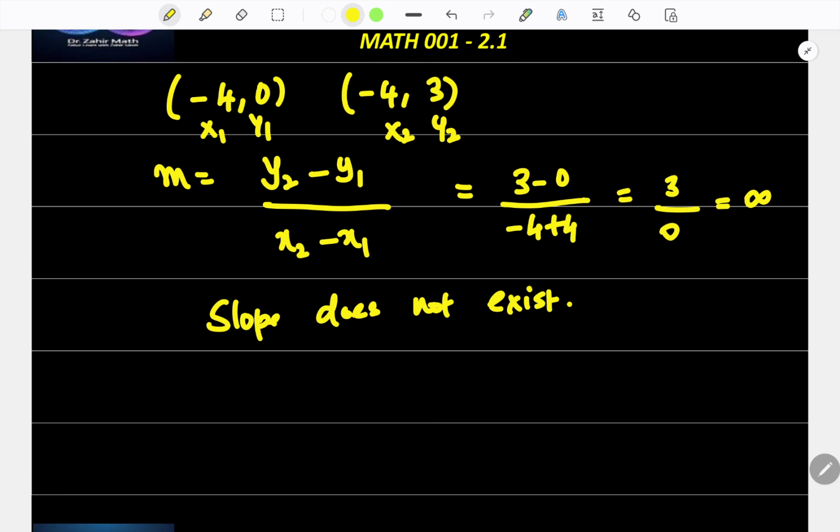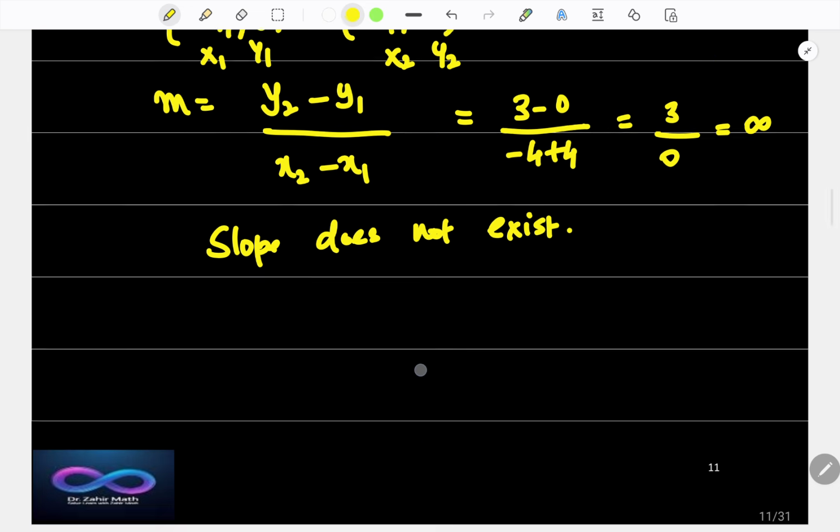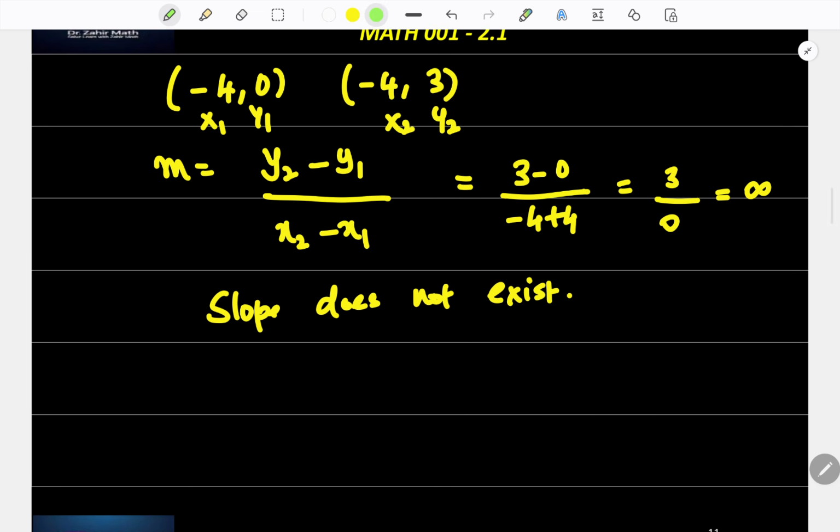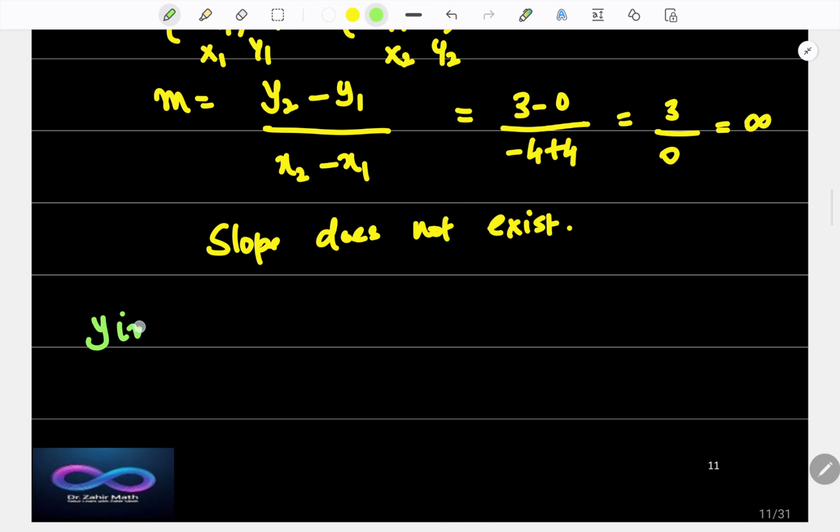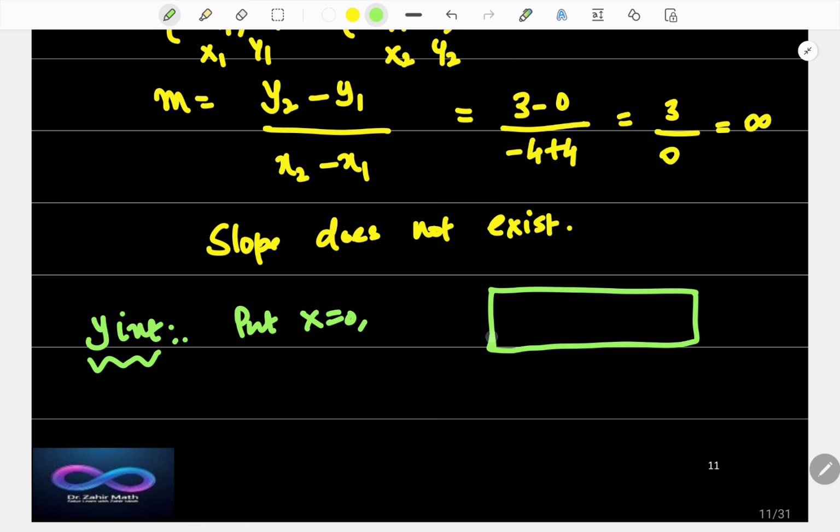So this is the idea for the slope. What about the idea for the y-intercept, teacher? Okay, listen. What do you mean by y-intercept? We are going to put x equal to 0, right? But what is your equation? Your equation is just x plus 4 is equal to 0. Is there a y there? Sorry, is there an x here? So when you put x equal to 0, what happens? Automatically it becomes x equals minus 4, right?